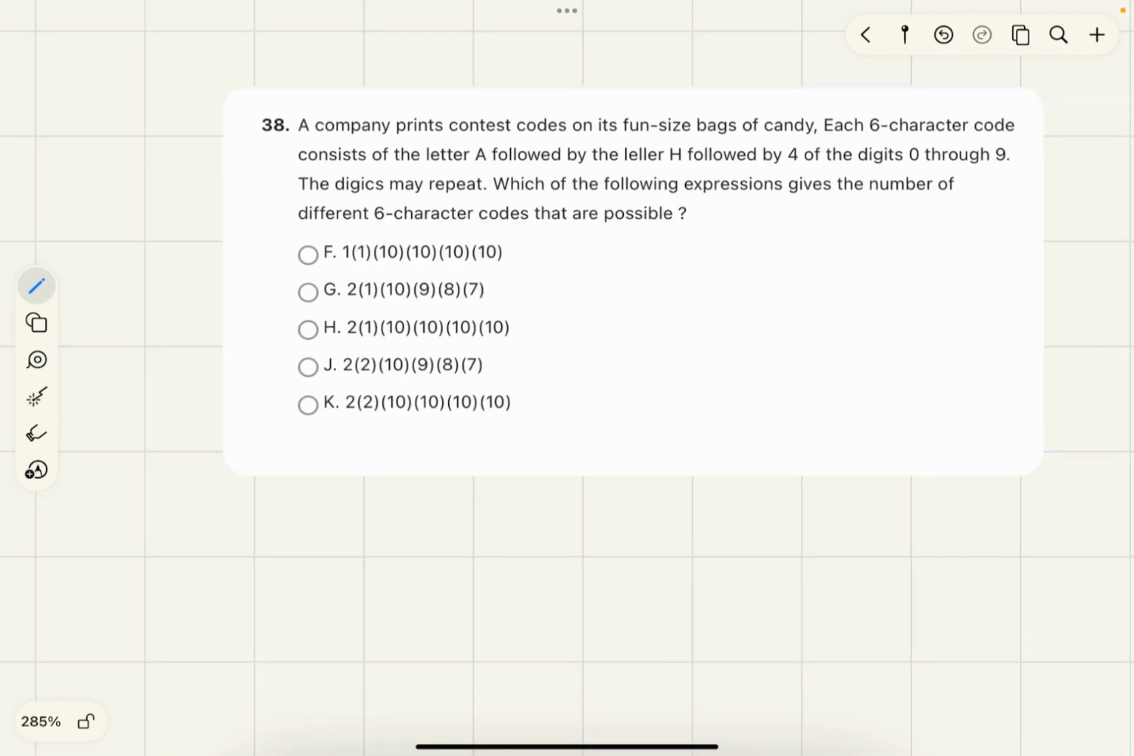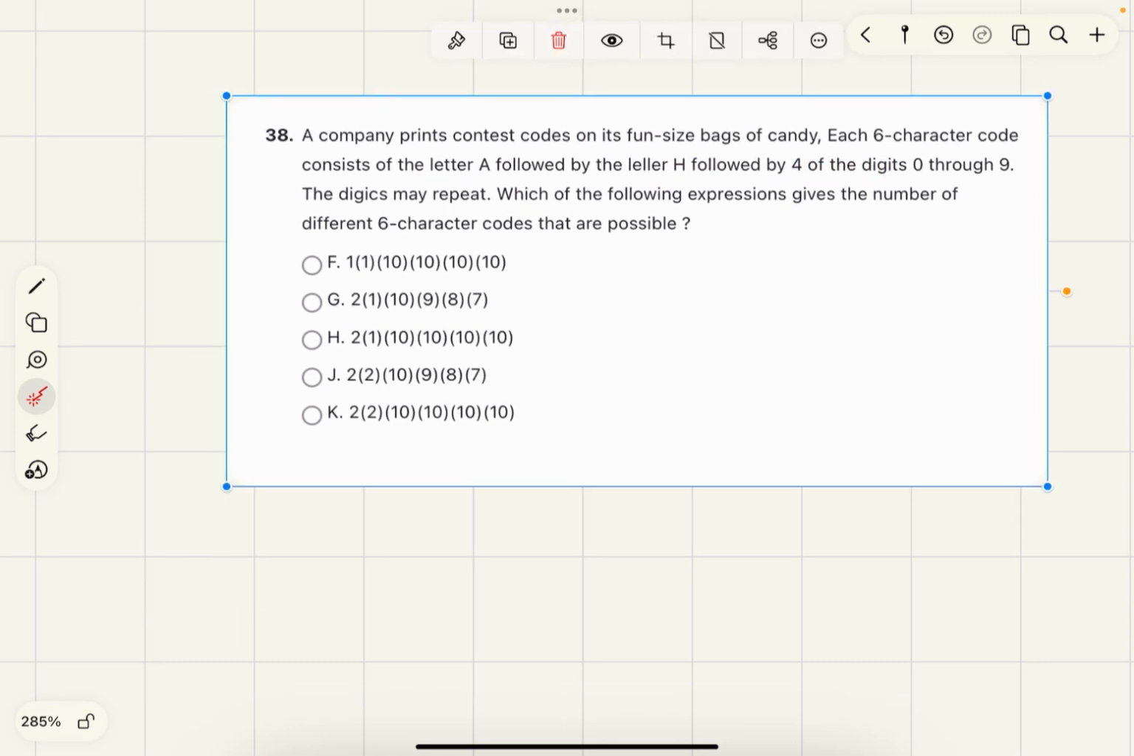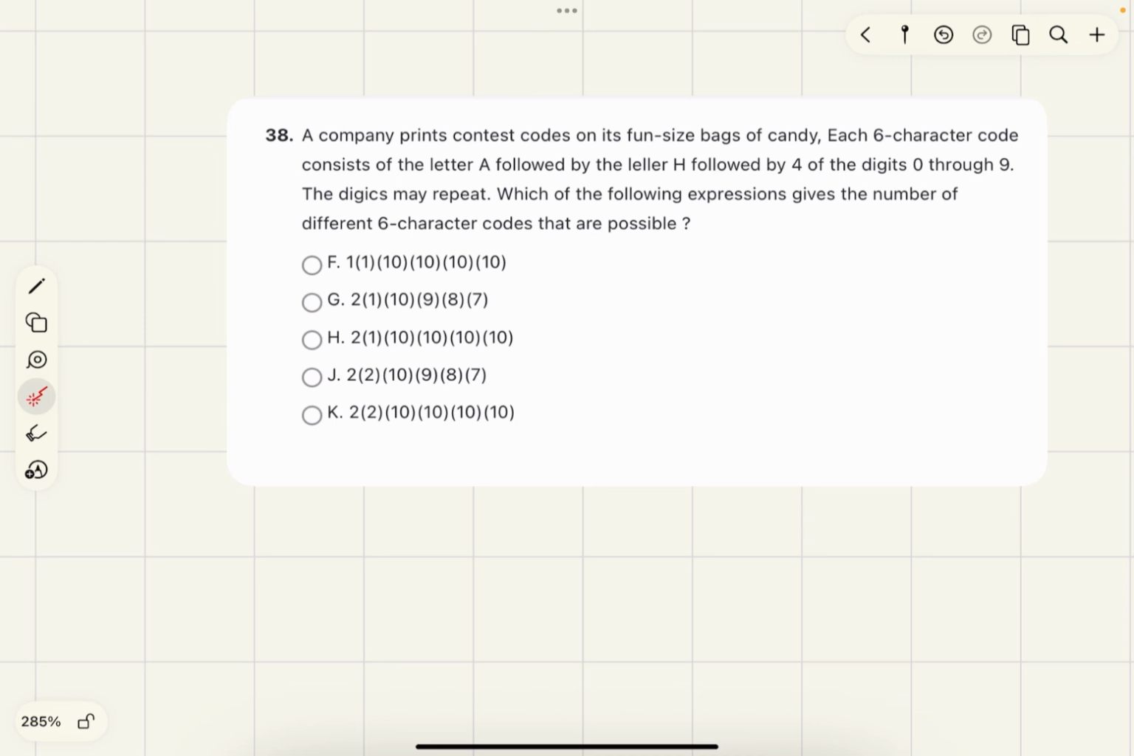All right, so now let's move on to another similar problem type. We see that a company prints contest codes on its fun-sized bags of candy. Each 6-character code consists of the letter A followed by the letter H, followed by 4 of the digits 0 through 9. The digits may repeat. Which of the following expressions gives the number of different 6-character codes that are possible?